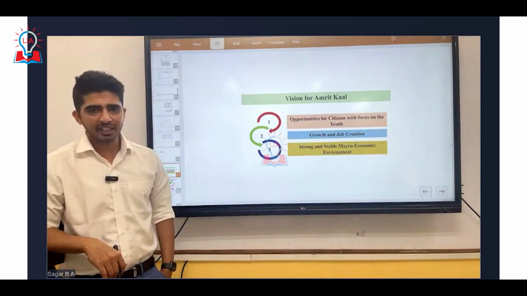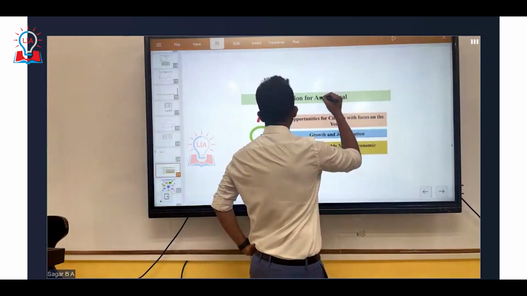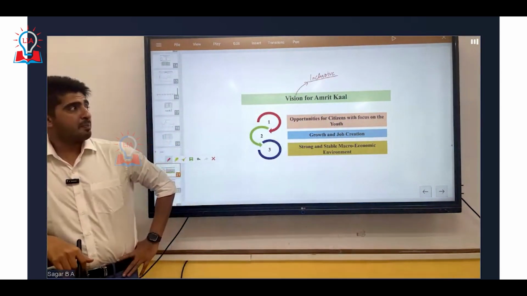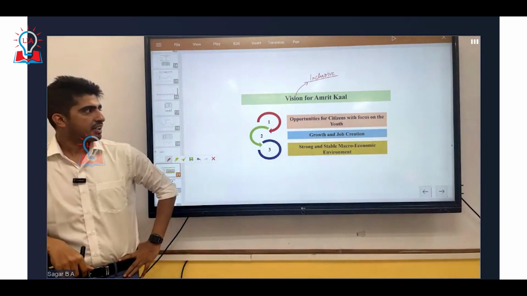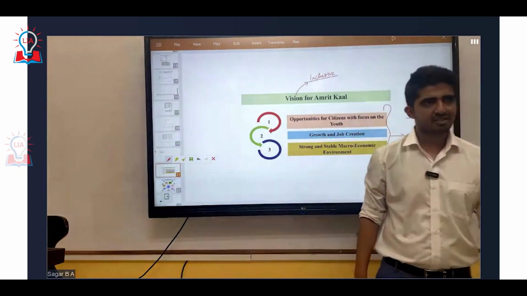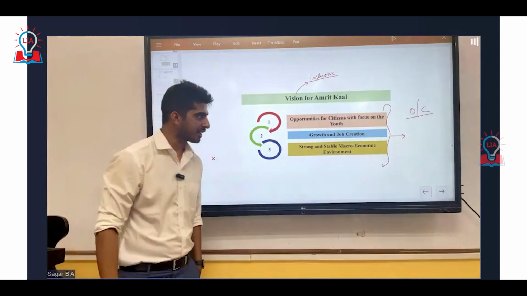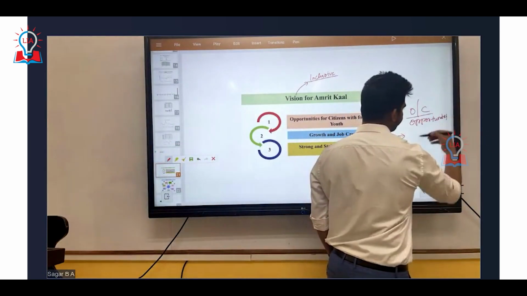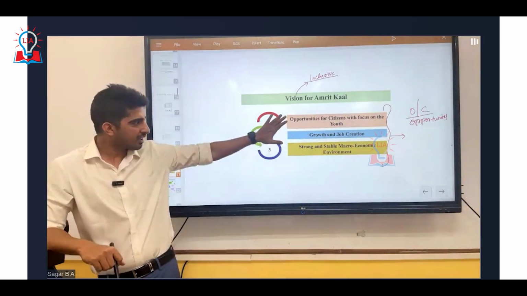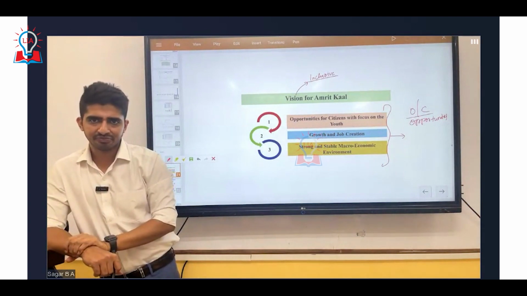Second, growth and job creation. Third, strong and stable macroeconomic environment. This will create an economy which is inclusive as well as empowered. If these three things are done, there will be some outcomes, or we can say some transformative opportunities will be created. What opportunities? One, tapping the potential of tourism will be possible if we follow this vision. Green growth will be possible. These are the opportunities we have.